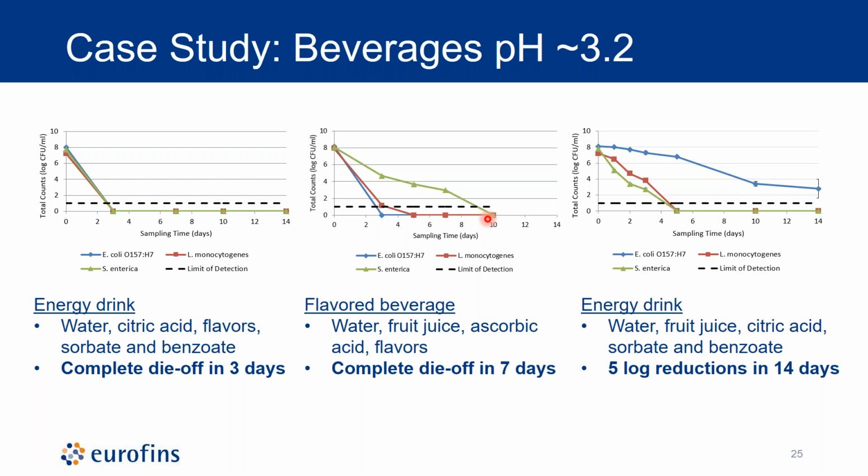And then in the third example, it's an energy drink that has fruit juice, citric acid, sorbate, and benzoate. And in this case, it takes 14 days for E. coli 157H7 to finally get to that 5 log reduction. So all I wanted to illustrate here is that this is very product dependent. Even at the same pH, if you have a different acid composition, you can get different results.